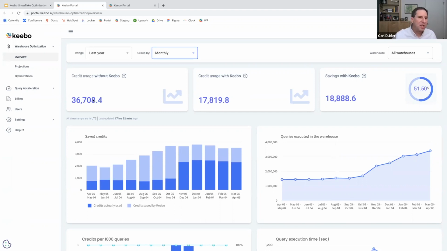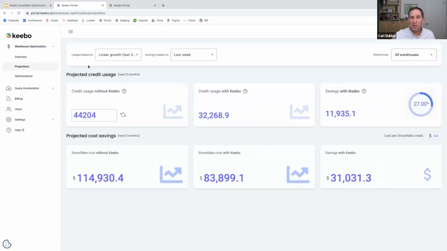We have a projections tab over here on the left. What this lets us do is take a look at this particular customer and estimate what we'll be able to save them over the next year. So let's assume that they're going to continue growing like they have been, and let's base this projection off of the last 3 months when they've been really increasing their usage of Snowflake quite a bit. And at their cost per credit of $2.60, we're predicting a savings of about a third over the next 12 months. For them, that's about $38,000.